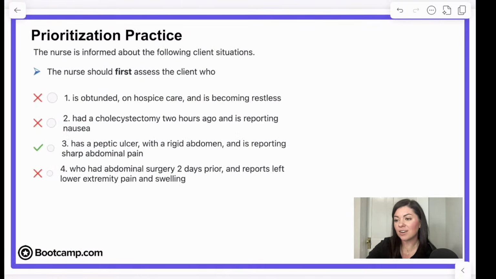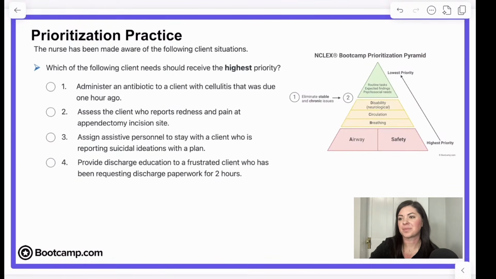So I think we got it correct, and we did. So kudos to all of you guys. Y'all are doing awesome so far. So let's look at our second practice item. And this is another really common way that you're going to see prioritization items formatted, where we're still trying to find the highest priority, but instead of looking at the client, we're going to look at the client need or the task. So let's take a look.